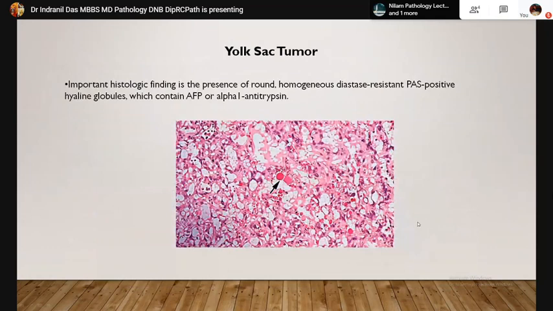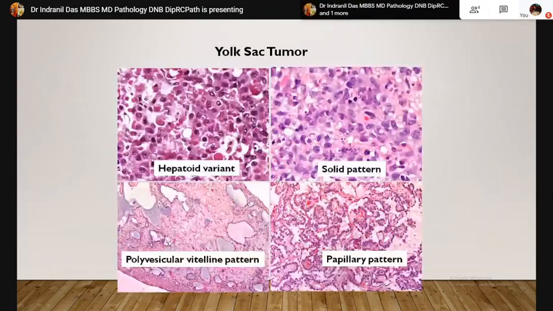The important histological finding is the presence of round, homogeneous, diastase-resistant, PAS-positive hyaline globules, which contain alpha-fetoprotein as well as alpha-1 antitrypsin. This is a hyaline globule.